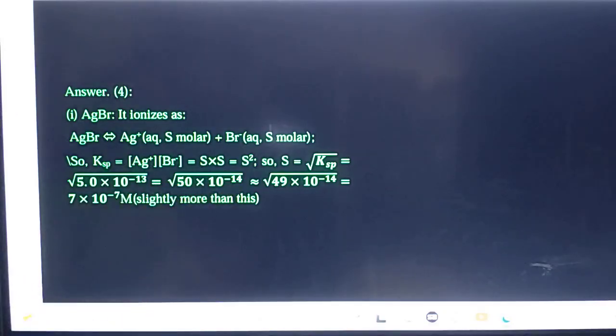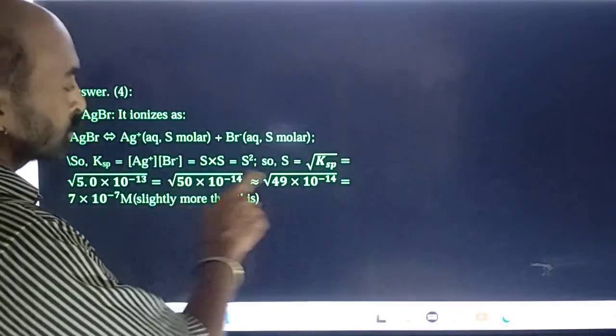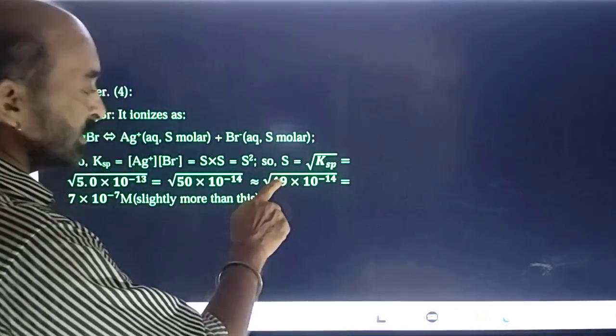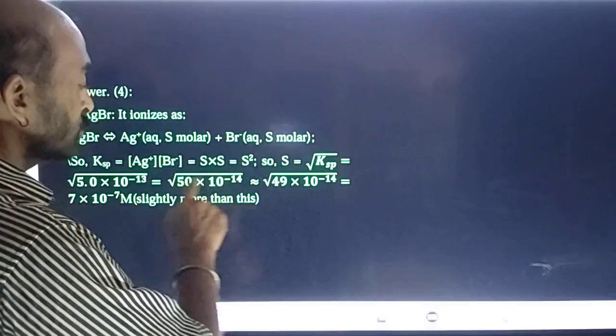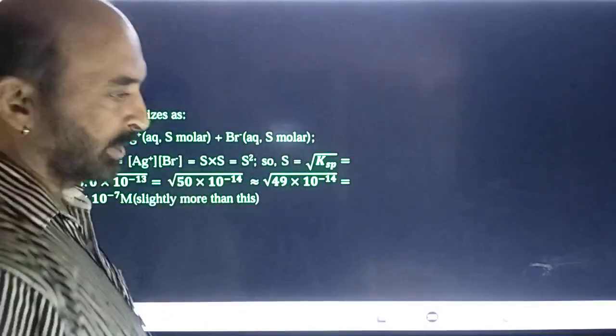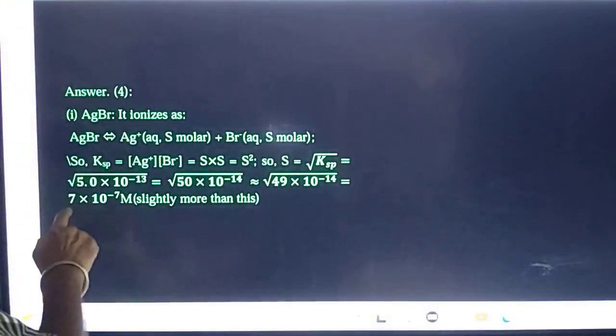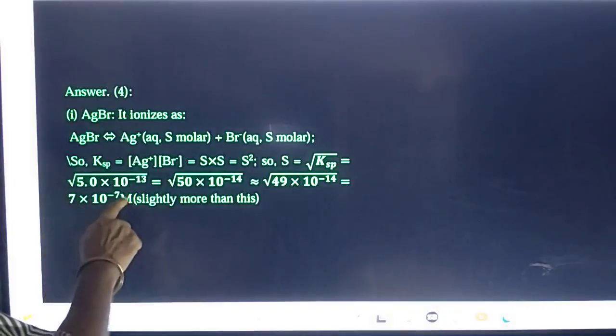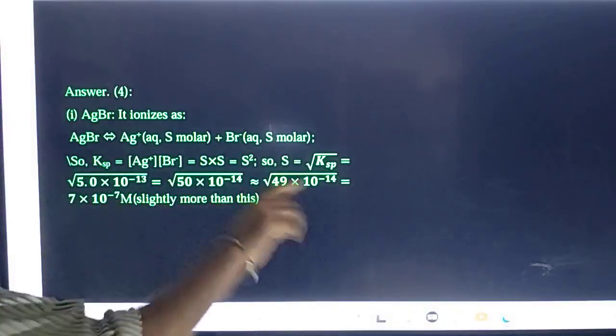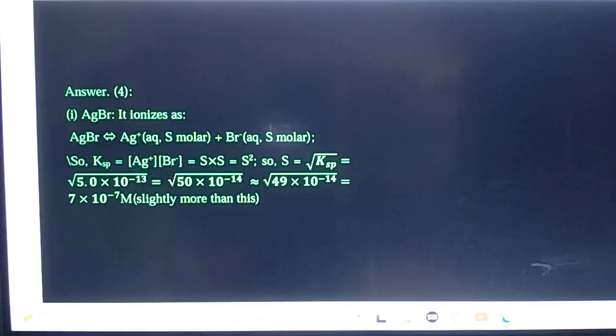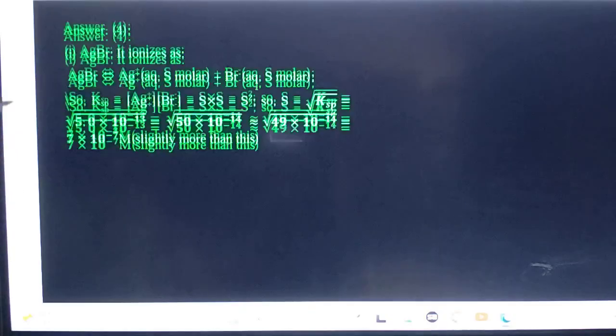So now a mild approximation. Square root of 49 is, we know, 7. So square root of 50 will be slightly more than that. So we approximate that the result is 7 into 10 to the minus 7 molar, actually slightly more than this. Okay. So that we have concluded. Now we go to the next case.